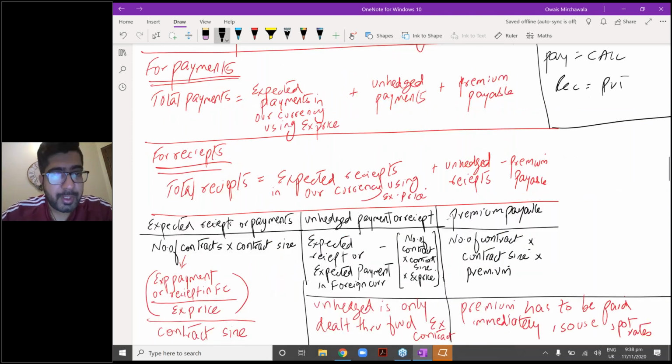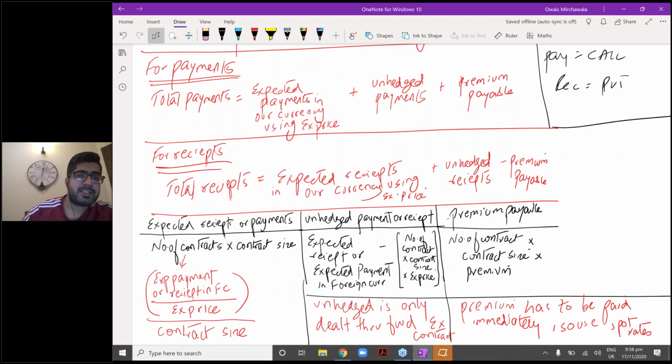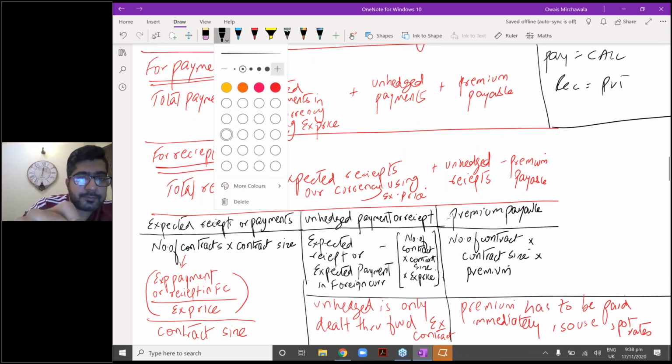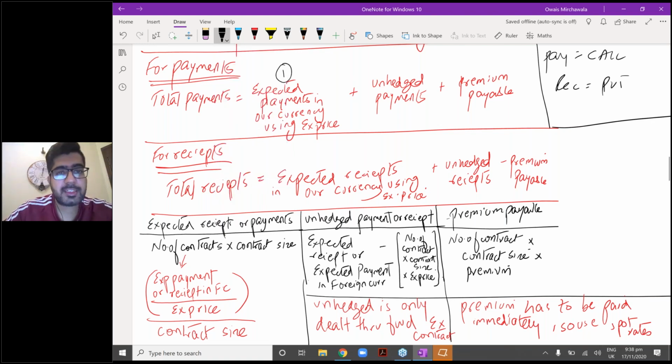if the question is for payments, the formula for total payments is: number one, expected payments in our currency using exercise price, plus unhedged payments, plus premium payable. The formula for total payments is expected payments in our currency using exercise price plus unhedged payments plus premium payable. Okay. Now, how do you get this one?